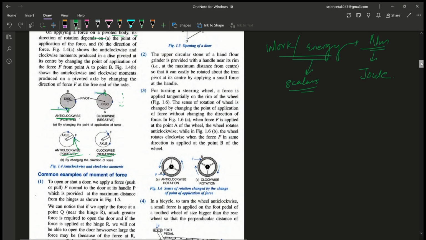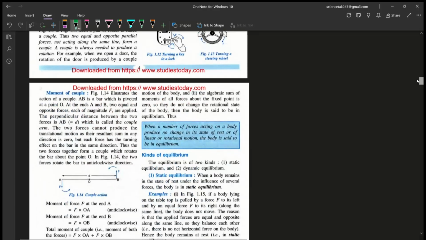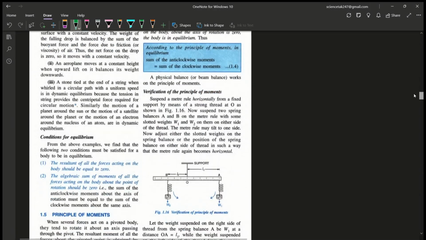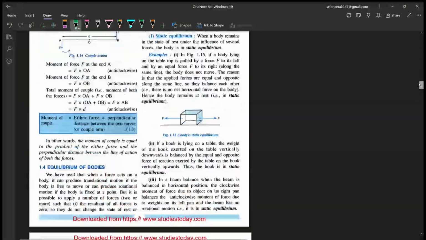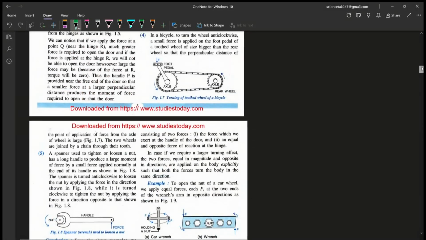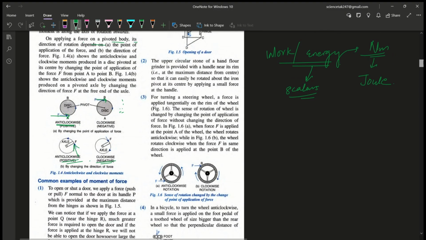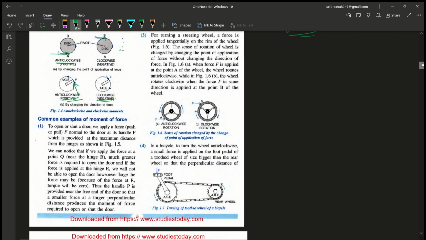Quickly we'll go through the examples, and then we can get into your couple and equilibrium and all of that, so that in the next video we can discuss another part, which is going to be your center of gravity, right? Center of mass. Now, a common example of moment of force: opening and closing of a door. We've already discussed this above in the activity which I discussed with you guys, right?